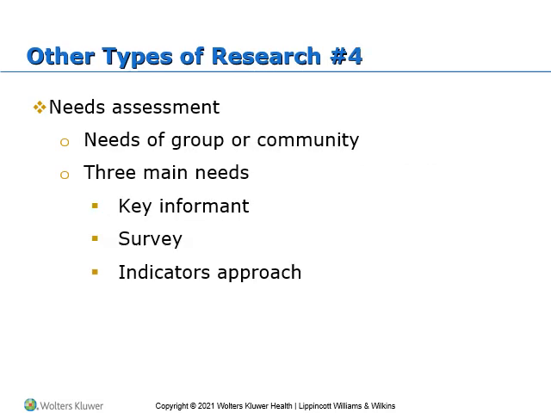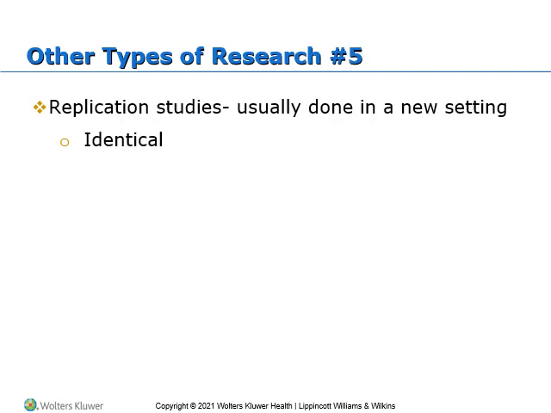Needs assessments are another way of doing research. So when we look at serving our communities, looking at the needs of the communities. What are the risk factors? I think of gun violence in Cleveland right now. There's a lot of research studies going on, looking at what we can do to prevent gun violence and the needs of the community. And then replication studies are exactly that. It's taking a study that has previously been done and replicating it to see if the results are similar or the same.